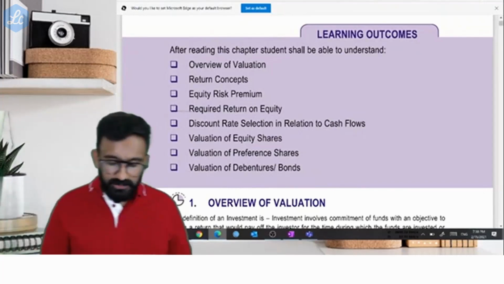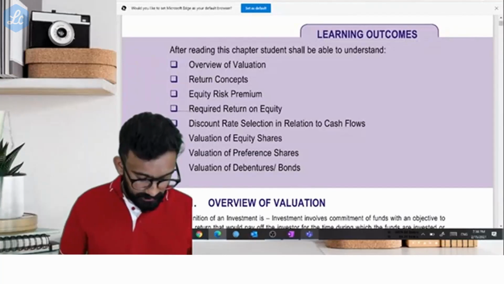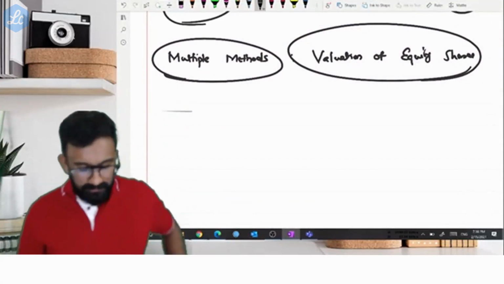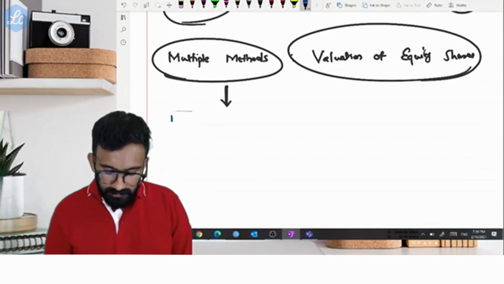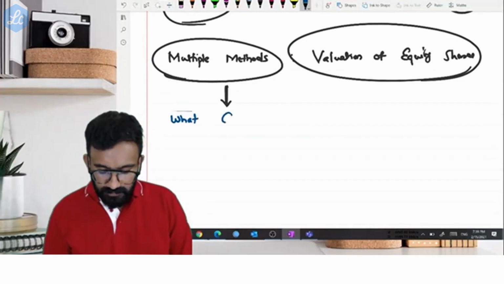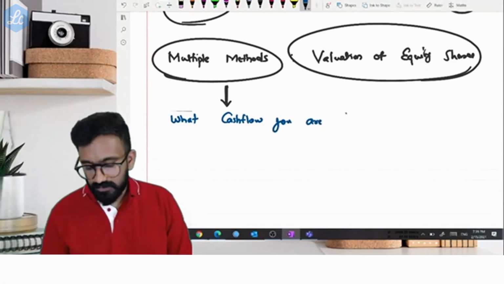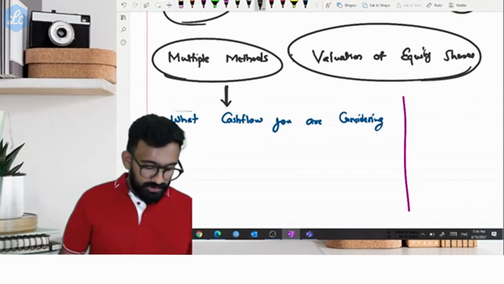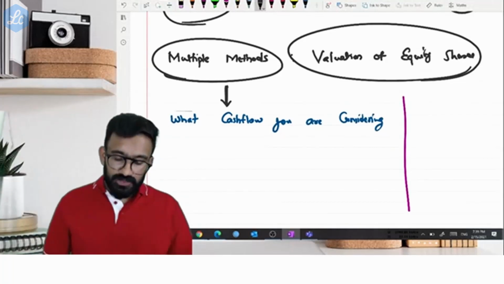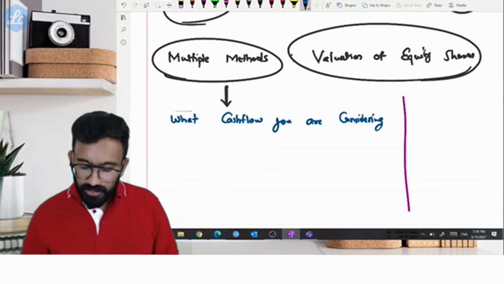Okay, now let me try to explain that. So you can see here there are multiple methods that you have for equity valuation. Let me give you an understanding of what the methods are. All these methods are generally based on what cash flow you are considering. Whatever method you choose will change based on what cash flow you are considering for this particular valuation purpose.